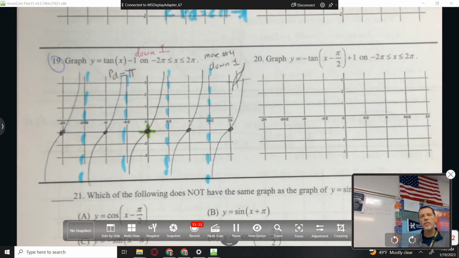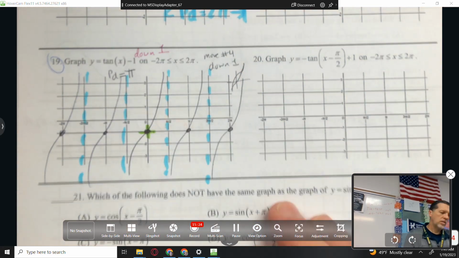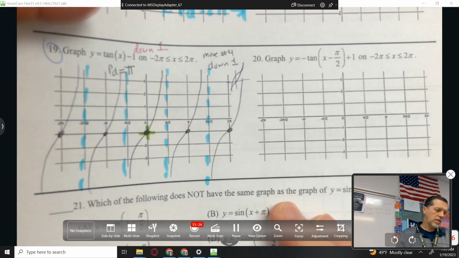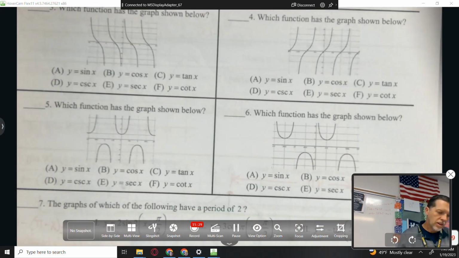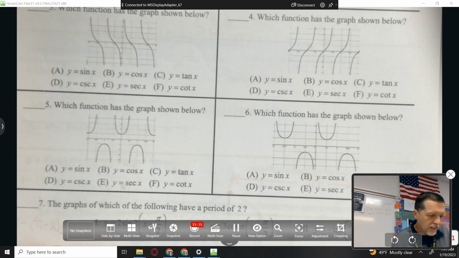So there's my graph of tangent. Again, compare that to number 4. Yeah, that looks like number 4. It's hard to see the labels on number 4, but the graphs look the same, except we moved ours down one.